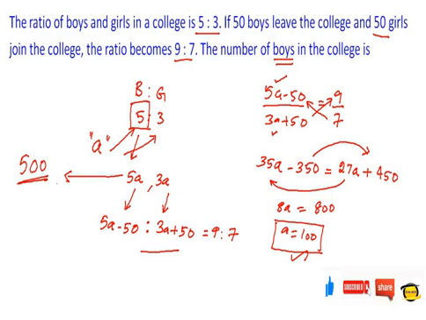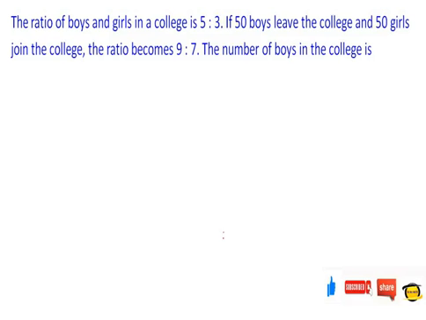In case the question asks us to find out the number of boys after the change happening, we'll have to find out the count from here, or we can subtract 50 from here, which is going to be 450 boys. Now let's solve the same question in a different approach, which is going to save us a good amount of time. So let's do it.